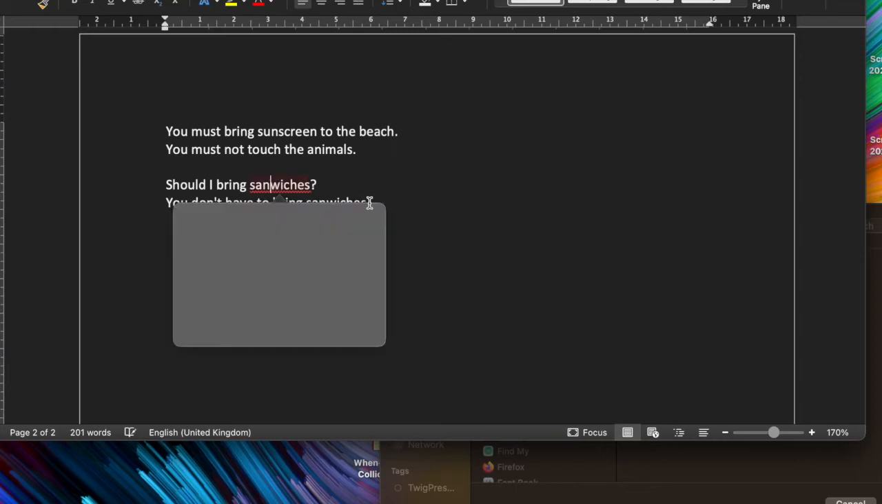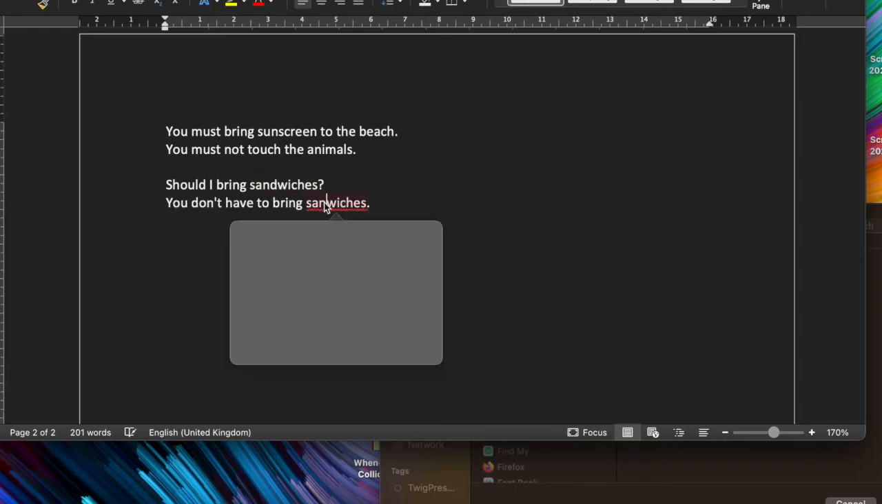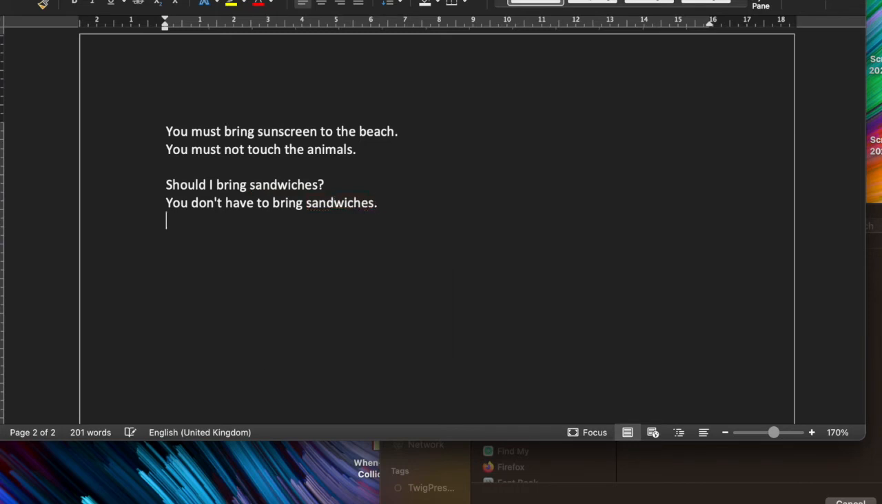Sandwiches. My typing is getting really horrendous. Okay, this means you can do it. You can also not do it. It's optional.